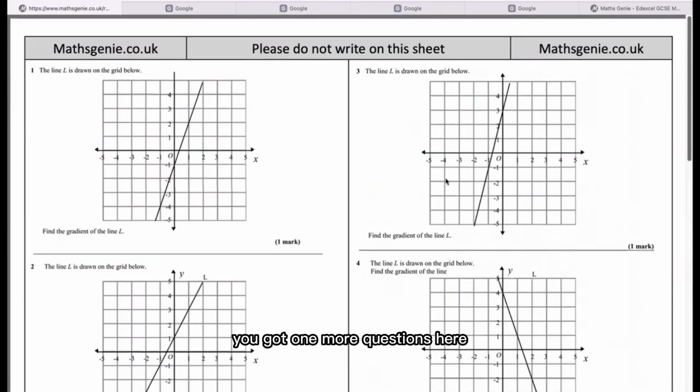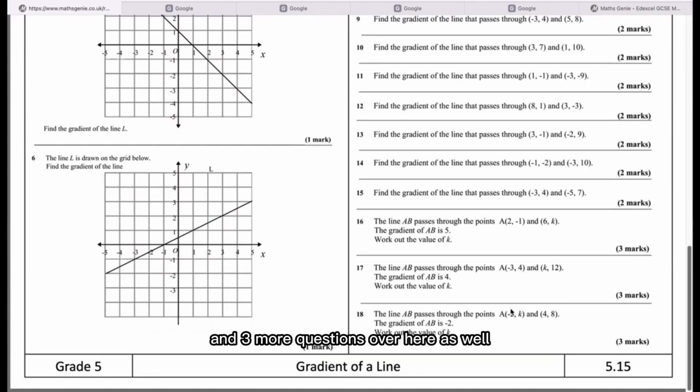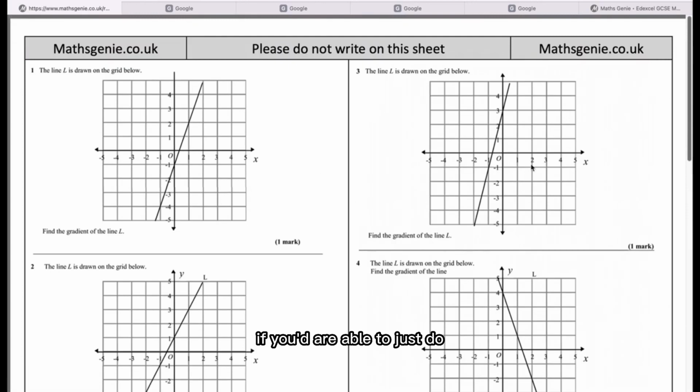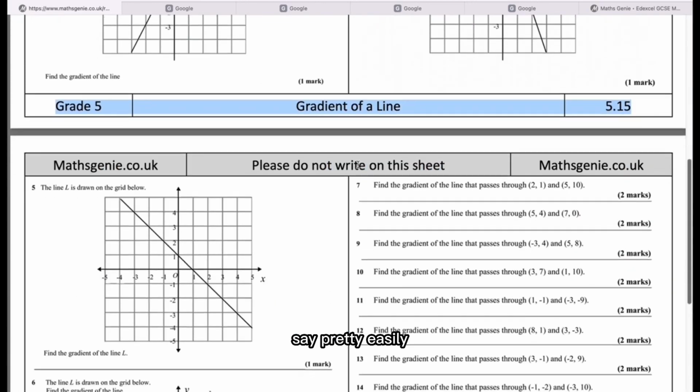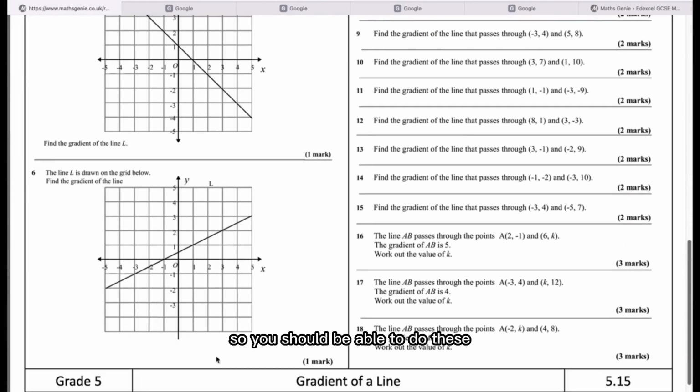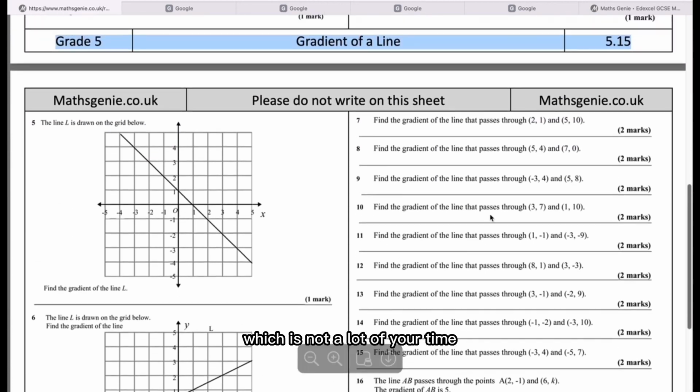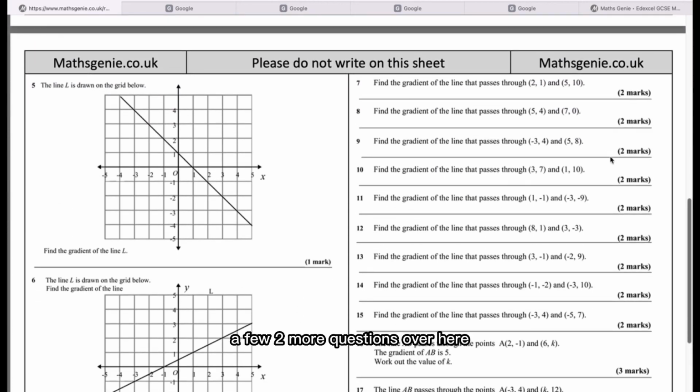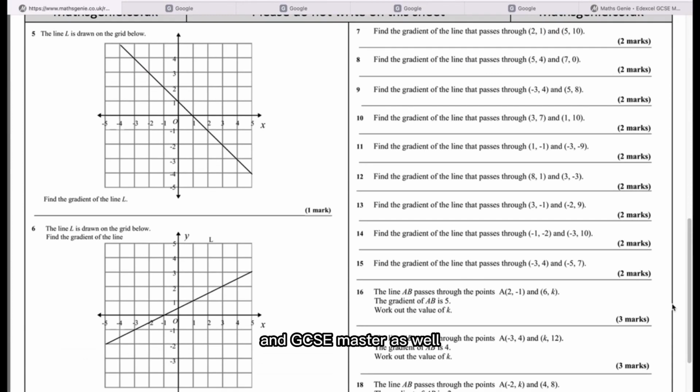Important thing from here, you've got 1 more question here, 2 more questions here, and 3 more questions over here as well. I would recommend you do all the questions. You should be able to do the first 4 questions pretty easily, and there are only 6 questions, so you should be able to do these in 6 minutes, which is not a lot of your time. Then you've got a few 2 mark questions over here, which are useful to get a grade 9 in GCSE Maths as well.